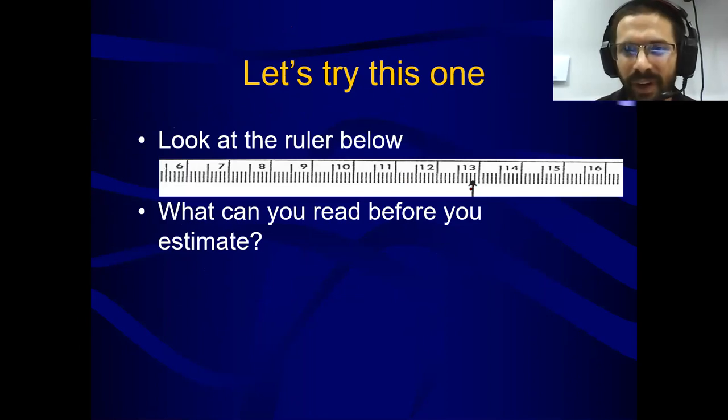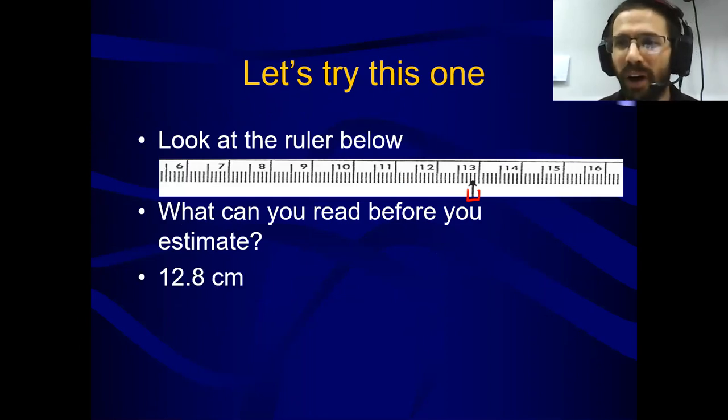Where is this arrow now? Where is the arrow now? I have it in red. Where is that arrow pointing? Can you estimate? Can you read before you estimate? What do you read? You probably read 12.8 centimeters, right? Very good. 12.8 centimeters. But now with significant digits, you want to estimate that last digit.